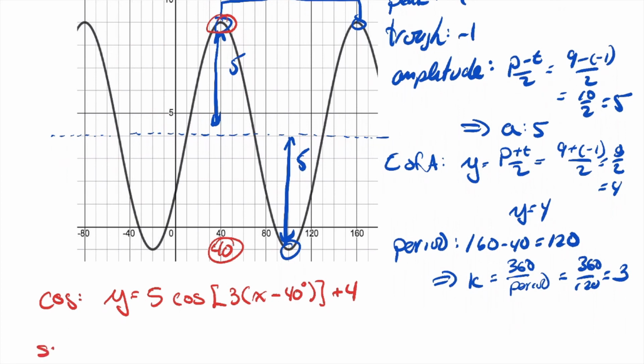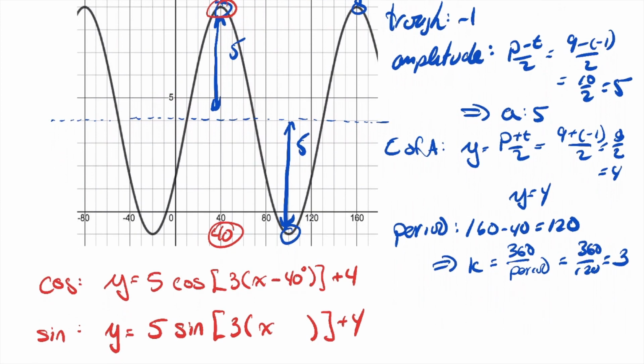Now the sine one, for the most part, is almost the same. So basically we're copying it. Our a value is the same, our k value is the same because the period is the same. The shift is going to be different, so we'll leave that for now. And the equation of axes is the same. So how do we determine the shift value for sine?